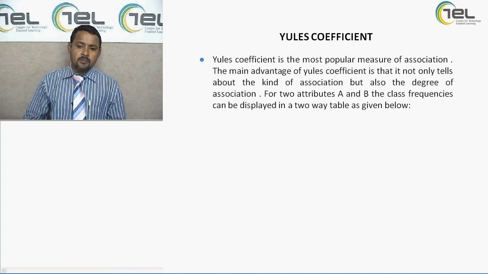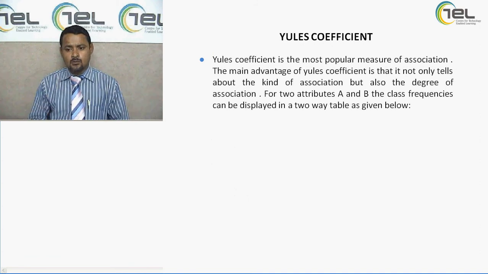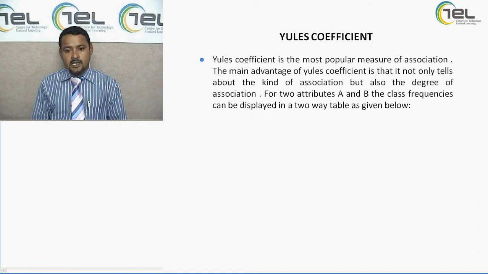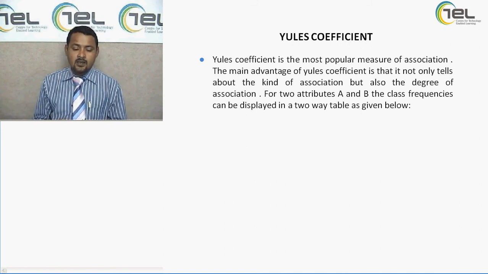The next methodology is Yule's coefficient, which is the most popular measure of association. The main advantage of Yule's coefficient is that it not only tells about the kind of association, but also the degree of association. So this is the first coefficient of association which provides us the degree and the kind of association that we have. For two attributes A and B, the class frequencies can be displayed in a two-way table.